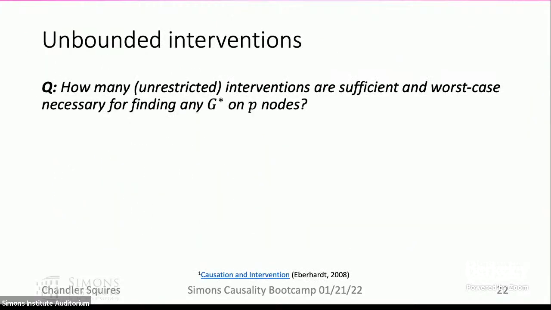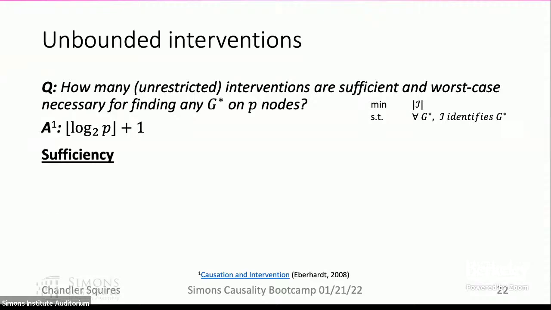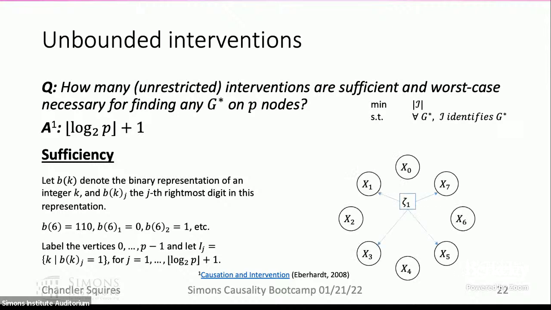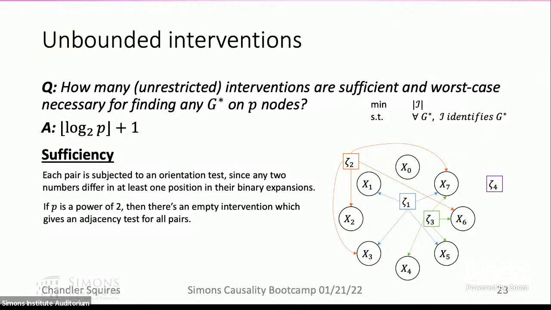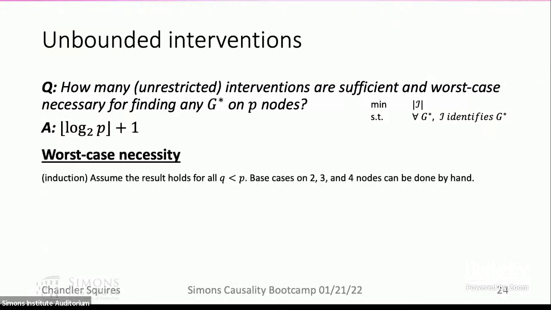So the question was, taking all those things into account, how many interventions are sufficient and in the worst case necessary for finding any graph G star on some number of nodes P. And the answer to this question was that we get this floor of log base 2 of P plus an extra intervention. We walked through the proof of this being sufficient. Now we'll go through the proof of this also being necessary in the worst case.